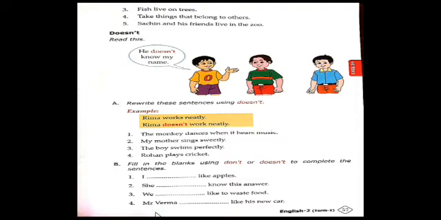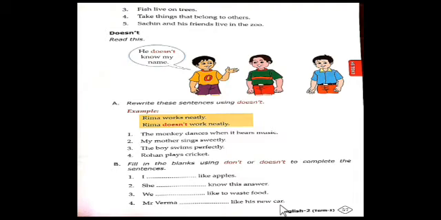Then the fourth one. Mr. Verma dash like his new car. So what do we add here? Mr. Verma is the name of a person. It is a singular noun. What do we add here? Yes, doesn't. Mr. Verma doesn't like his new car. That's all.